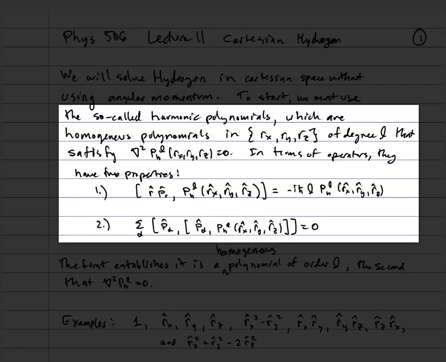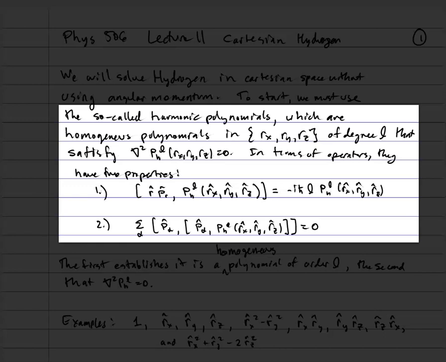And the second one uses a nested commutator where the alphas are the same. If you think carefully about that, if you rewrite the momentum operator as minus i h bar d by d r alpha, you will see that that actually corresponds to a sum, because I'm summing over alpha, of the second derivatives of that harmonic polynomial with respect to x, with respect to y, and with respect to z. And setting that equal to 0 means that it solves Laplace's equation.